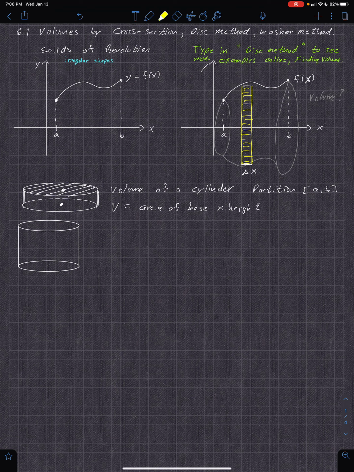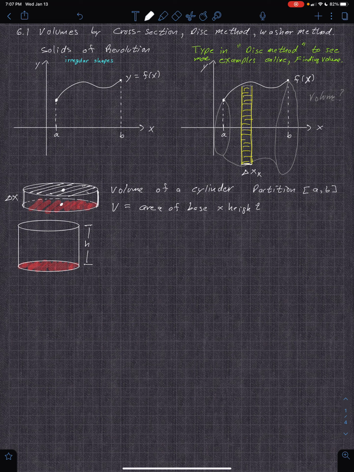Well, area of the base, let's change colors here, is this piece. So that's a circle, right? That's this. And then the height of this thing, so this is like your h from here to here. But this height is your delta x, right? It'll be delta x sub k because it'll be an arbitrary value in that interval AB.